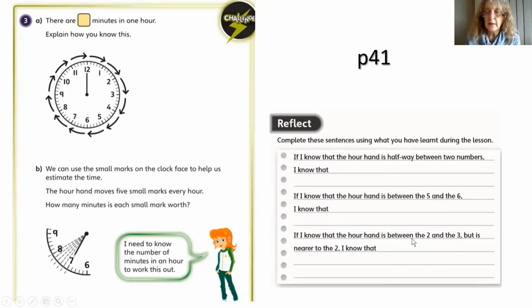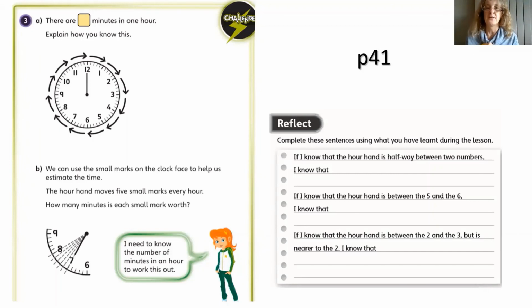If I know that the hour hand is between 2 and 3, but is nearer to 2, remember it's closest to 2, I know that. So think about it on your clock. This one probably is the trickiest one. Let's have a look. It's between 2 and 3, but it's not halfway, is it? It's nearer to the 2, not the 3. What time would it be?